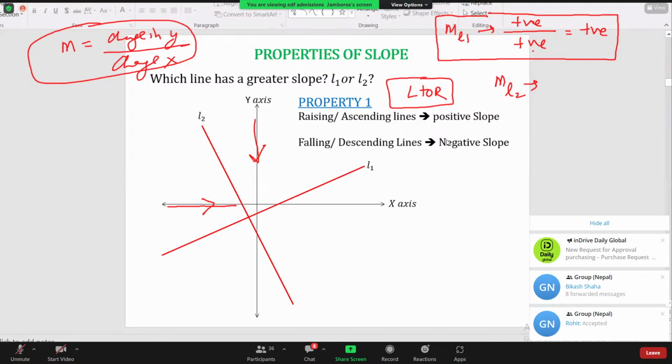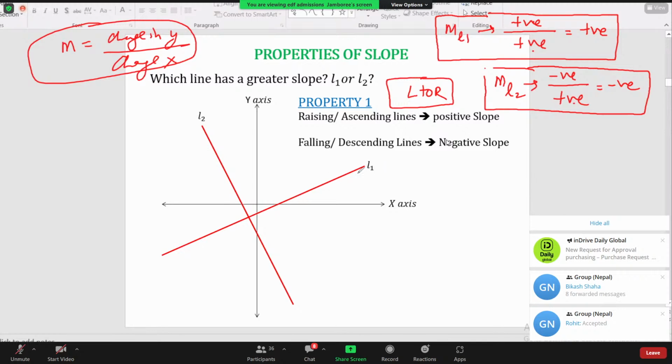It is going down. That means there is a negative change in y divided by a positive change in x. So a negative over a positive will fetch you a negative answer, and we can generalize that the slope of the line L2 will be negative. Here, it is immaterial which quadrants the lines are passing through. But yes, the direction is of very much importance now.